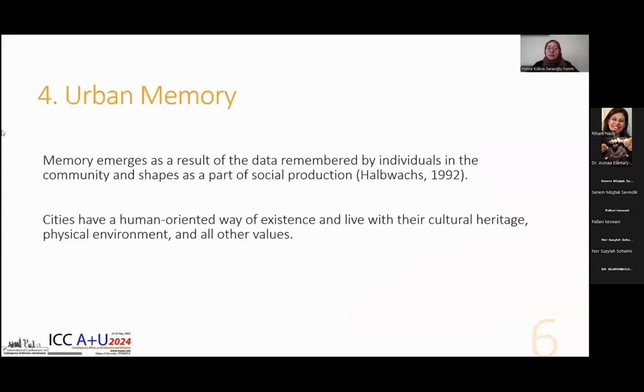Urban memory can be defined as the perception of the phases and changes that a city has gone through from past to present and how they give meaning to spaces. Memory emerges as a result of the data remembered by individuals in the community and is shaped as a part of social production. Cities have a human-oriented way of existence and live with their cultural heritage, physical environment, and all other values.